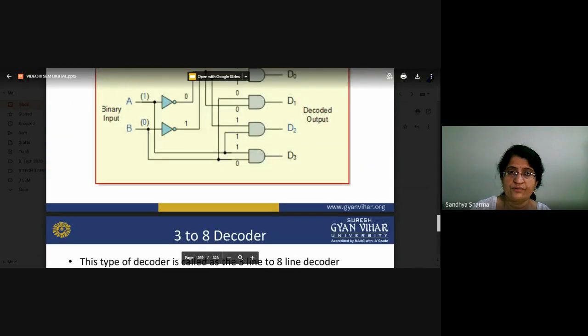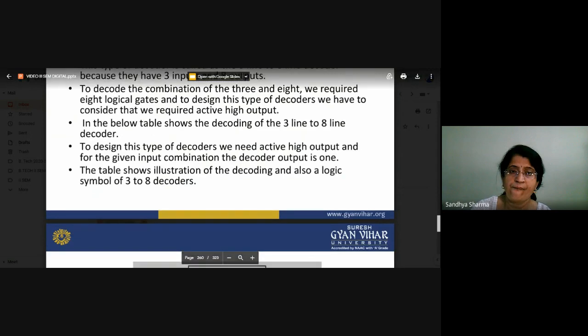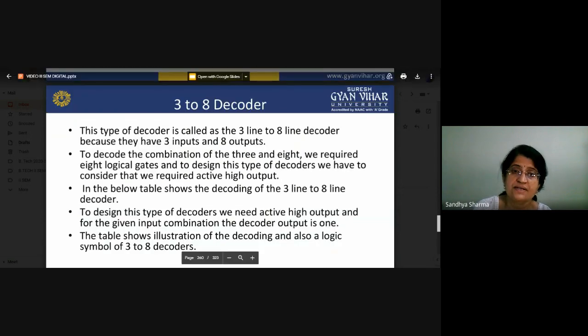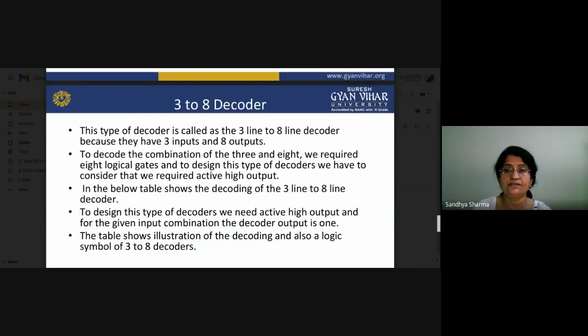3 raised to 8 decoder. Now what will happen? This type of decoder is called a 3 line to 8 line decoder. Okay, 3 inputs and 8 outputs. To decode the combination of 3 and 8, we require logical gates, and to design this type of decoder we have to consider that we require active high output.